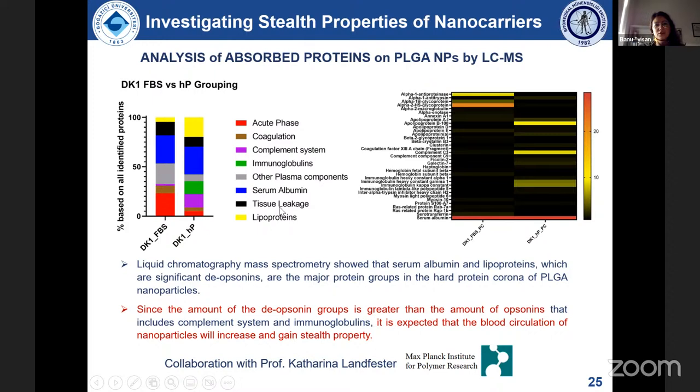In the resulting structure, whether we interacted these nanocarriers with plasma or, for our in vitro studies, with the FBS, we have seen that serum albumin and lipoproteins were higher than the remaining proteins. That is something nice because these albumin and lipoproteins may help us hide these nanocarriers from the immune system in a better way, so that they could stay longer and gain stealth properties. So we are trying to expand this work also to check how these will be affected from the drug release perspective as well.